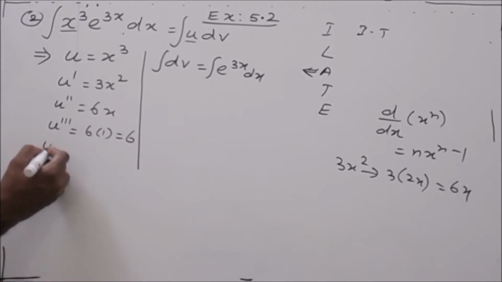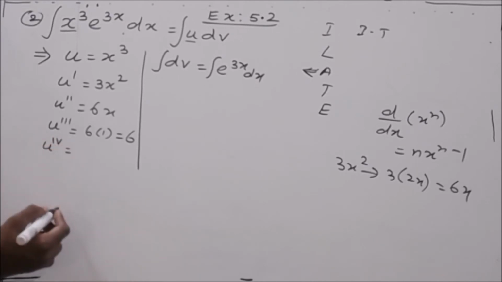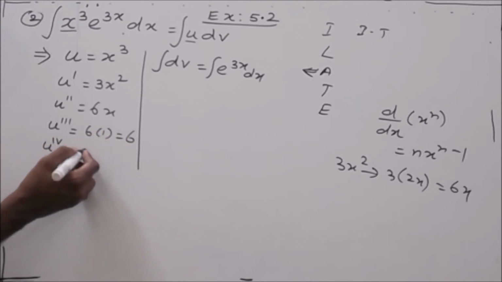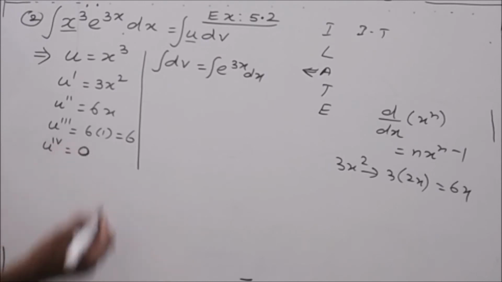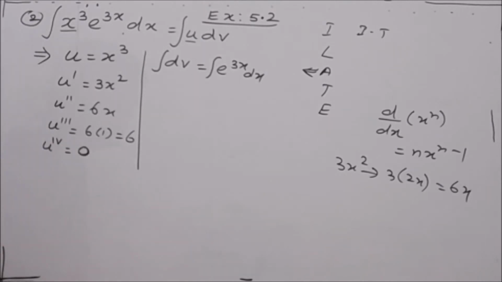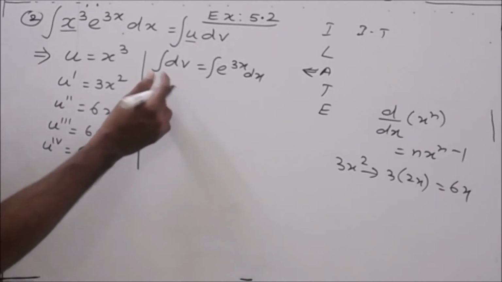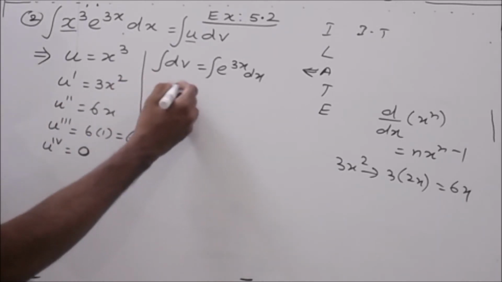And then u4 of x, u4 dash, is equal to, this is a constant term. When differentiating it becomes 0. Any constant while differentiating becomes 0. So 4 times you have differentiated, the fourth term becomes 0. So okay, now we should find v.